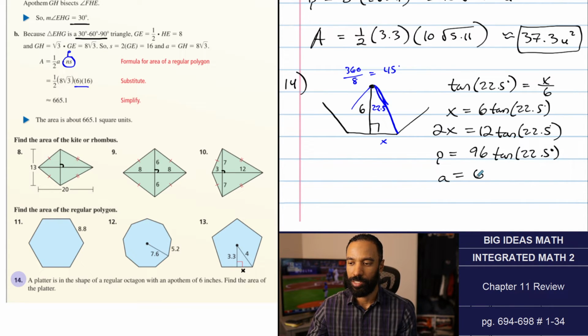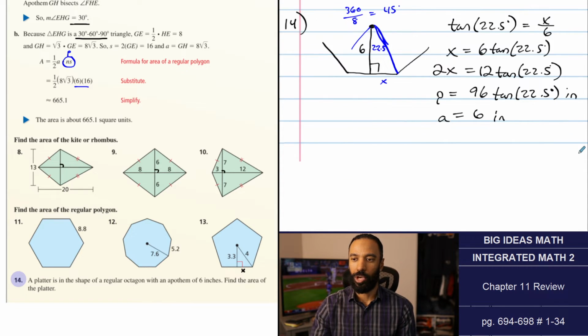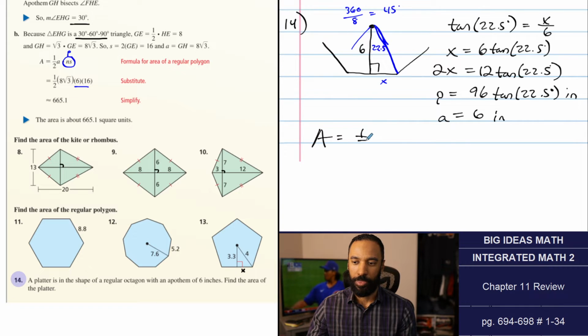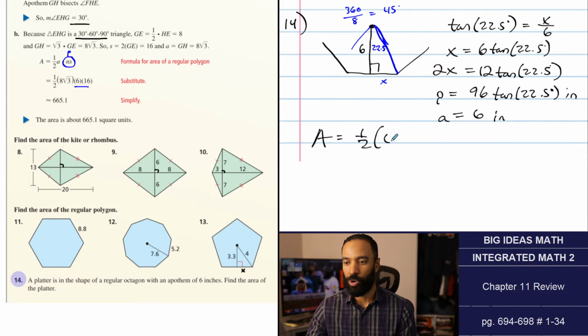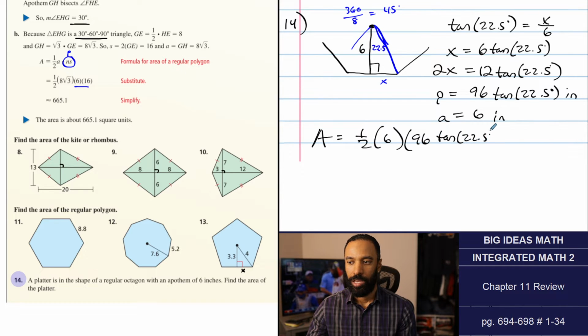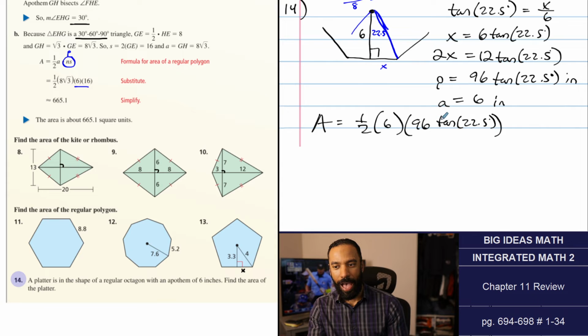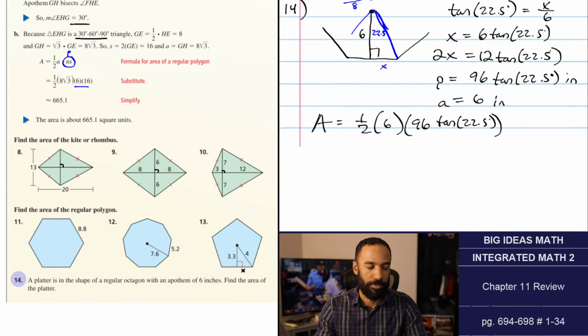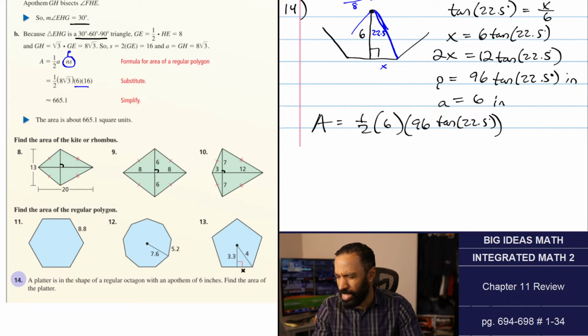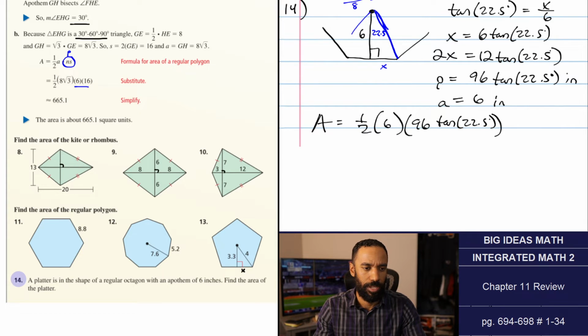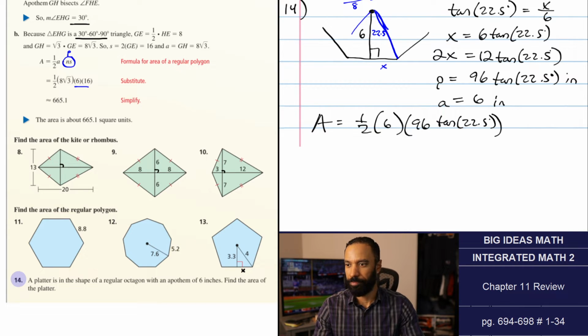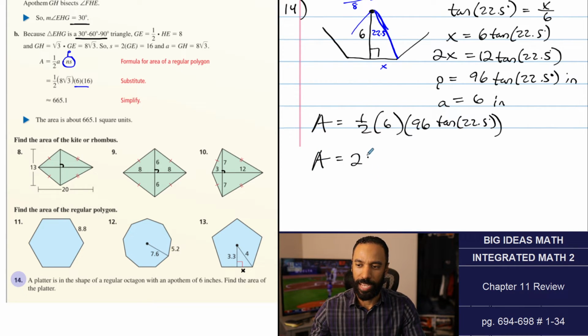We have an apothem of 6. These are inches, by the way. So area being 1/2 apothem times perimeter. I almost feel like I want to do more of an exact answer before I continue forward. Half of 96 is 48. 6 times 48 should be 288. So the exact answer is 288 times the tangent of 22.5.